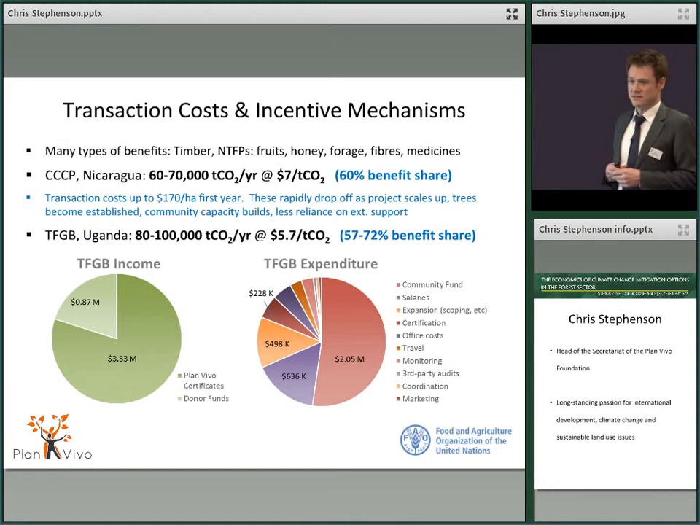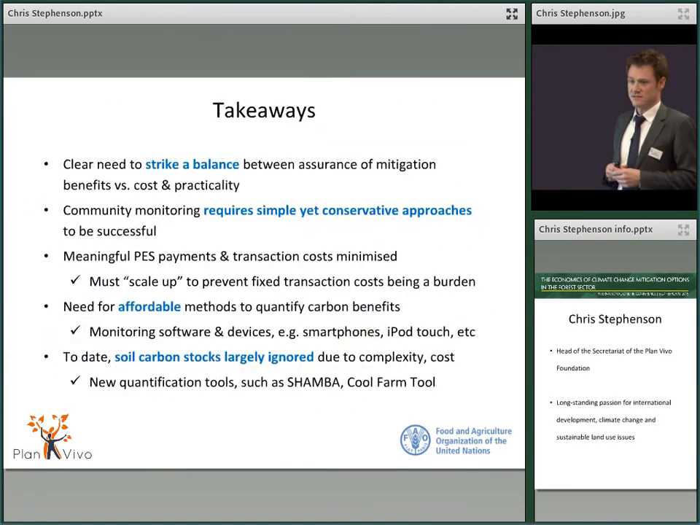And then if I could focus your attention on the pie chart on the bottom right hand side, you can see that these PES payments form around about $2 million of the total expenditure of this project, and that is obviously the largest portion of the revenue dedicated to these PES payments, followed by salaries, some of the expansion costs into new areas which might be funded by donor funds, and then certification at around $250,000, office costs, travel, monitoring, third-party audits, coordination, marketing.